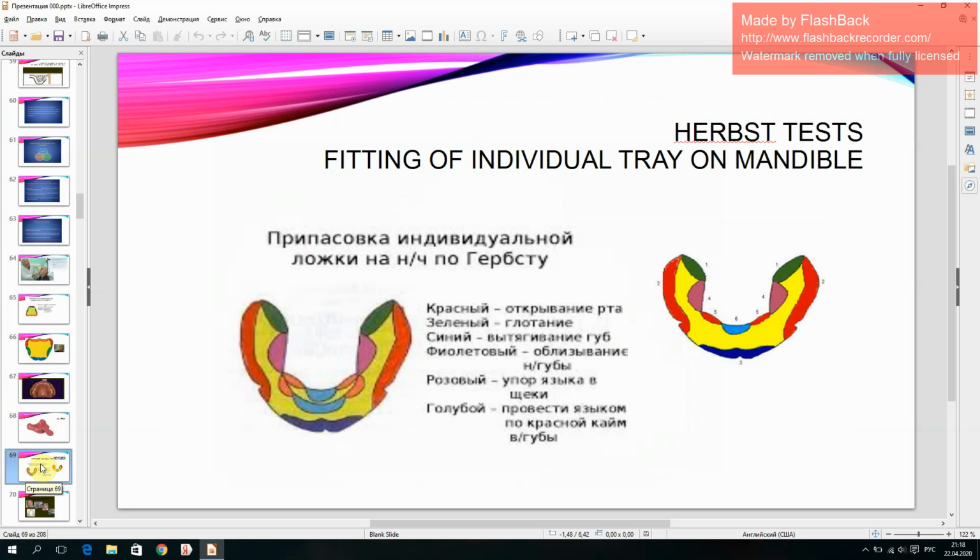Herbst tests, fitting of individual tray on the mandible. Red color, mouth opening; green color, swallowing; blue, pulling the lips out; purple color, licking the lower lip; pink color, emphasis of tongue on the cheeks; blue color, hold the tongue over the upper red lip border.